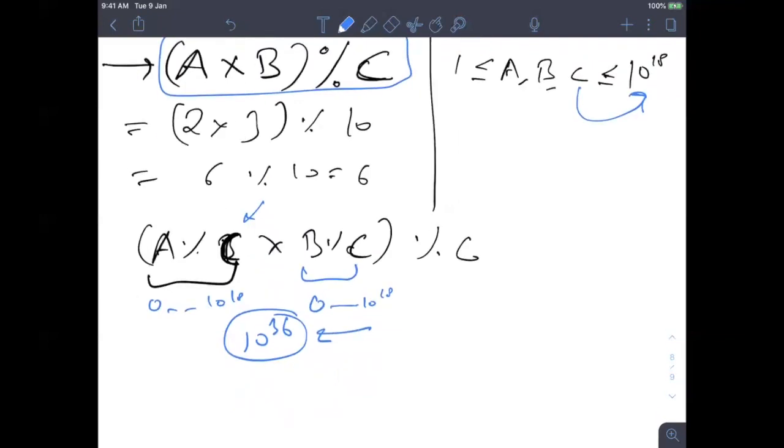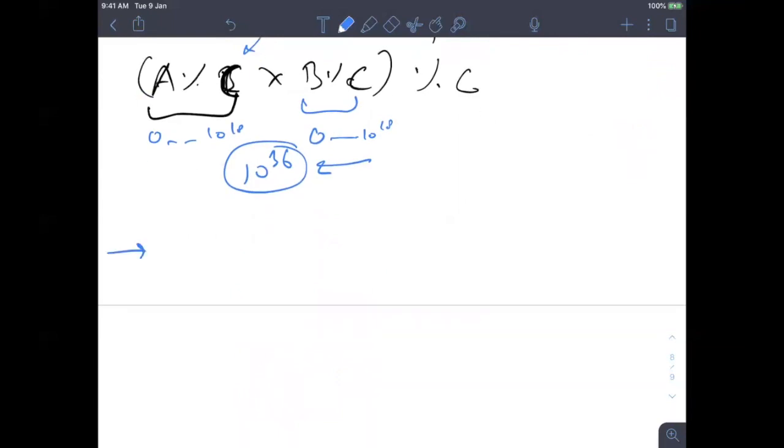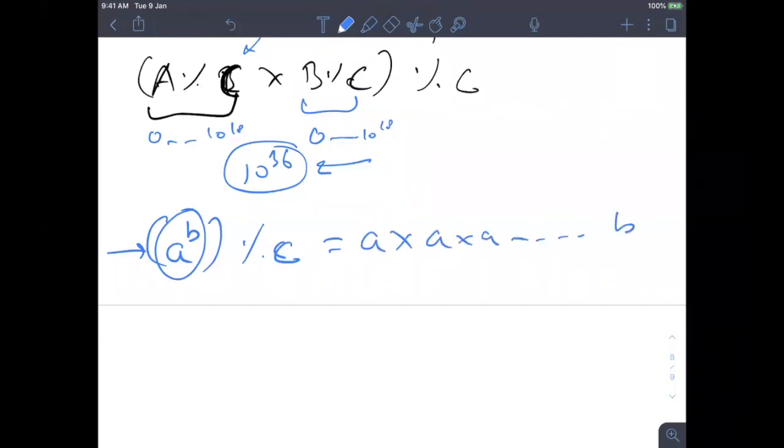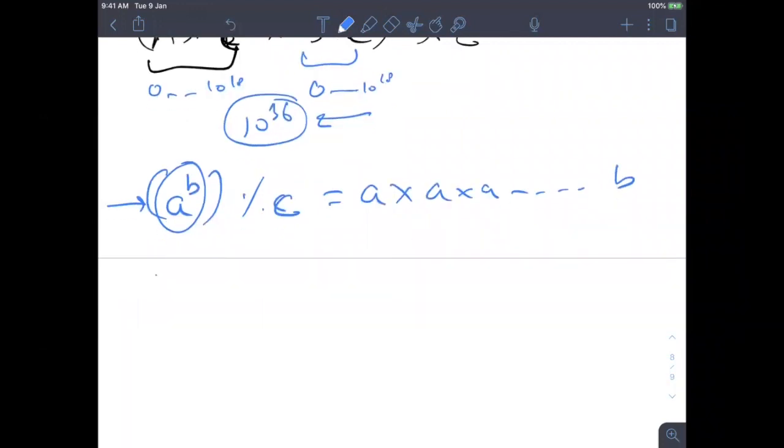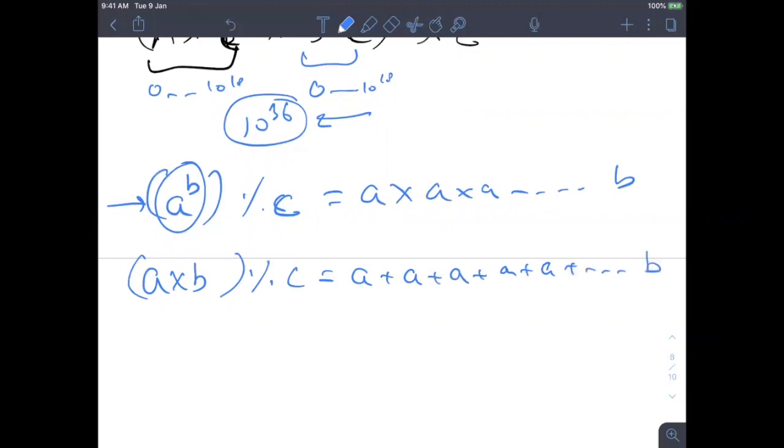But now let's try to make some analogy. Earlier I gave you a question, find a to the power b mod c, right? There the problem was again that this number was very big. You were not able to store it, but what you did is you broke it into subproblems, like a into a, b times, right? Now look at this closely. A times b mod c. How can I write it? I can write it like a plus a plus a plus a, b times, right?